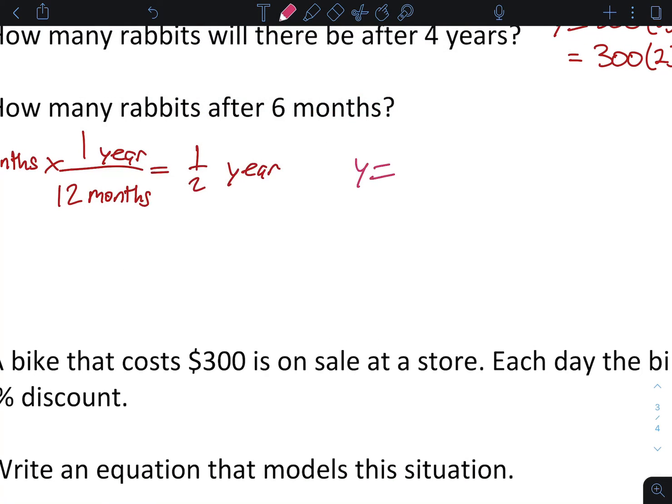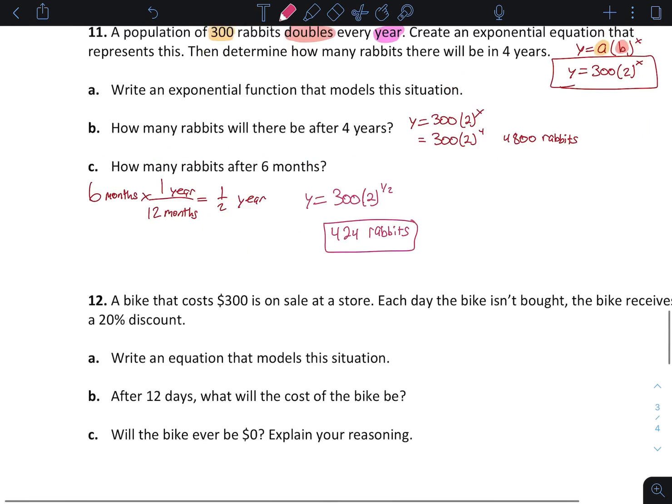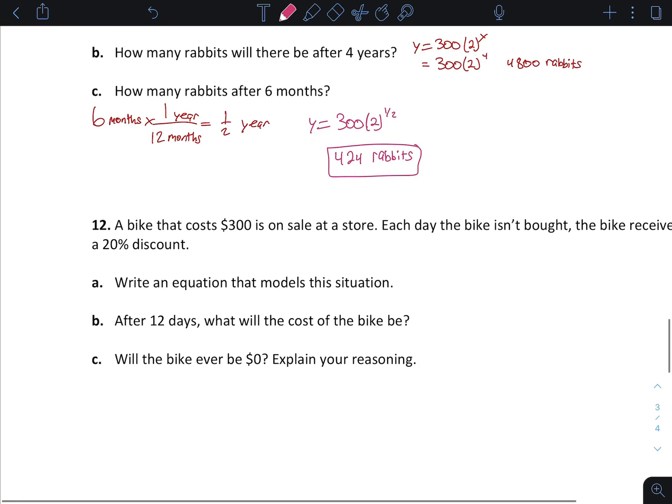So in our equation, we will plug in 1/2 or plug in 0.5, whichever one's easier for you to plug into your calculator. You'll still get the same answer either way. We'll get approximately 424. Again, there's a decimal attached to that, but I'm not doing the decimal solely because we've got rabbits, we've got whole things, actual things. But approximately after 6 months, 424 rabbits, which is still a lot.